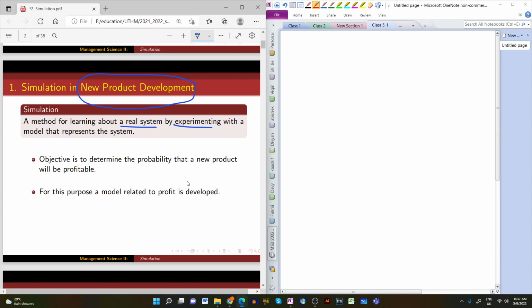Now, one of the main objectives of doing simulation is to determine the probability that the new product will be profitable, and this is the main thing. We are going to analyze how much profit we will get based on probability. But before we go straight to the probability, let us see the basics first.